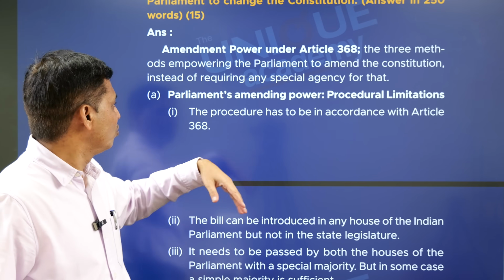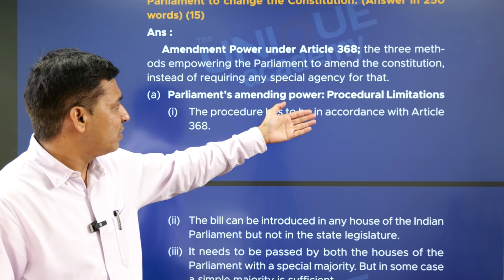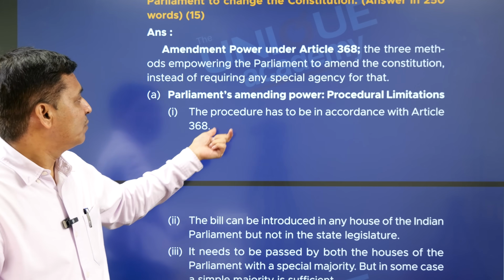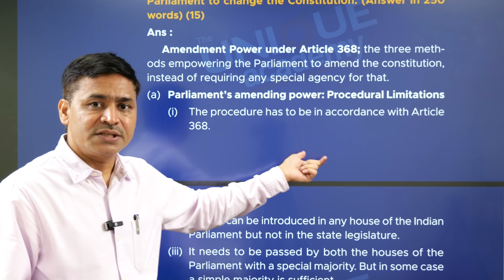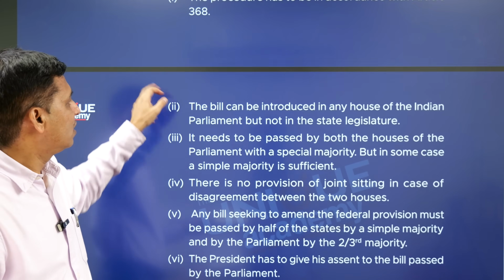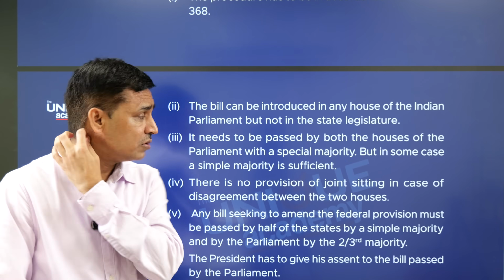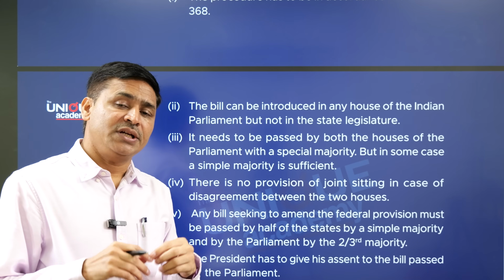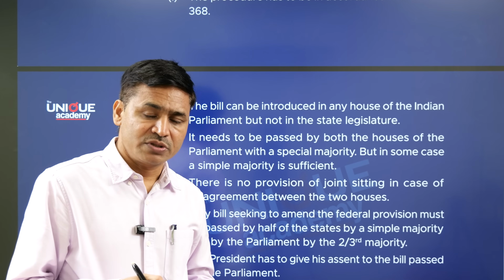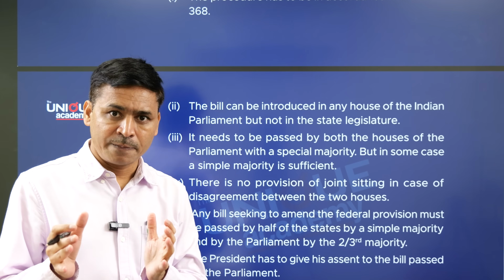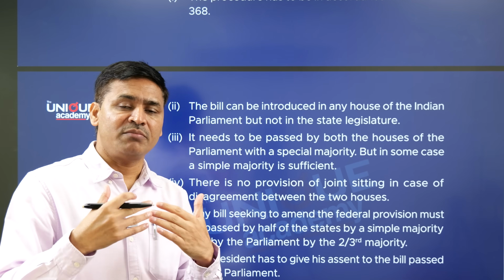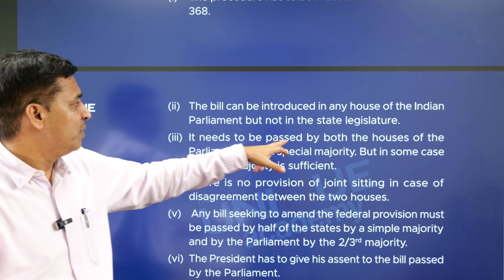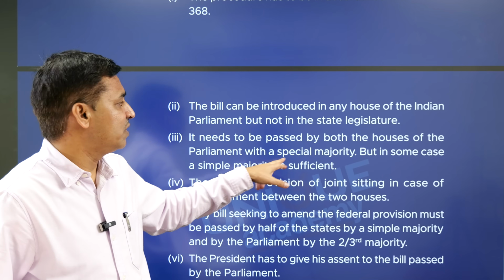So it has 3 methods, you know for sure, of Parliament's amending power. Now, very specifically, the procedural limitations. The procedure has to be in accordance with Article 368, no doubt about that. The bill can be introduced in any house, okay, but not in the state legislature. So the initiative of amending the constitution in the form of the constitutional amendment bill has to emanate from either house of the Indian Parliament.